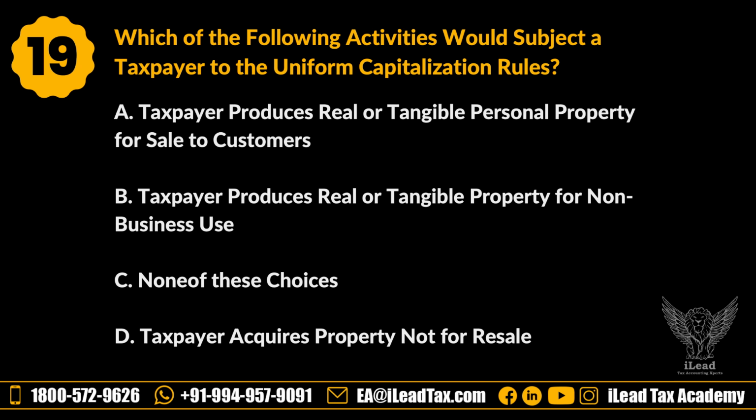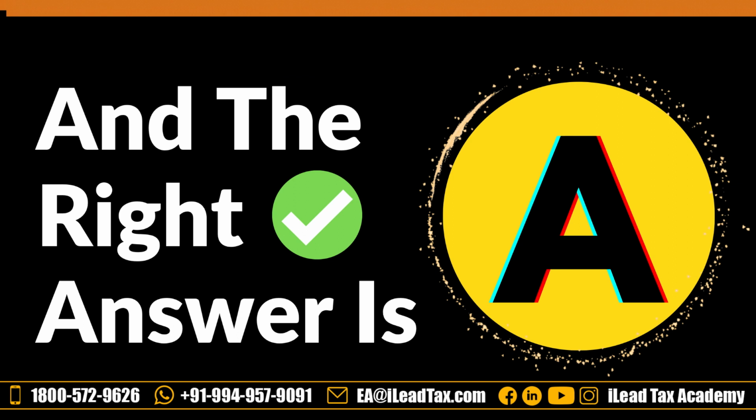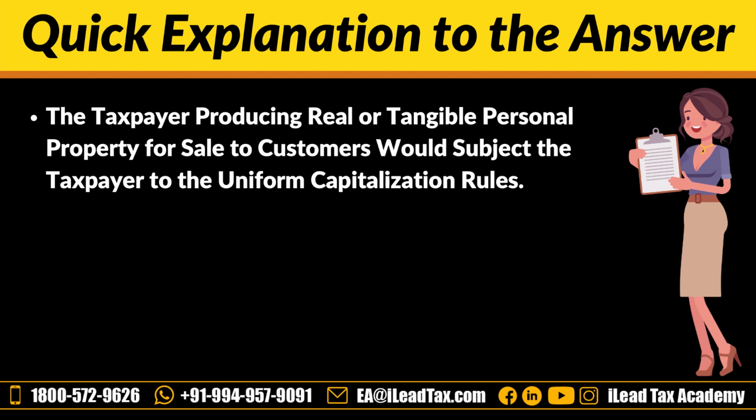Let's see the answer. The answer is A. Let's see why it is A. Producing property for sale to customers is an activity that could subject a taxpayer to uniform capitalization rules. These rules require certain costs, such as direct material, direct labor, and a portion of indirect cost, to be capitalized as a part of the cost of goods produced or acquired for resale. The other three options are not related to business or resale, so B, C, D are wrong.